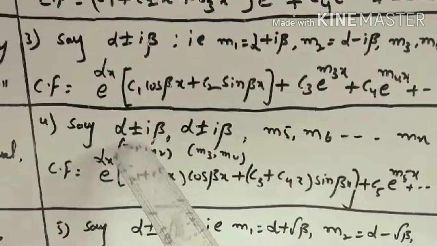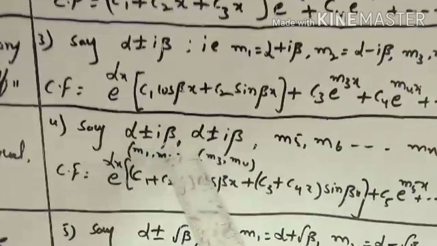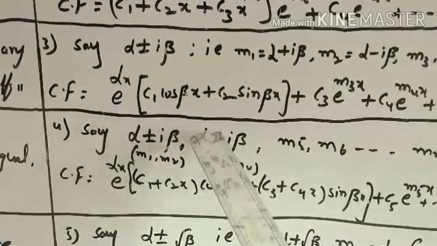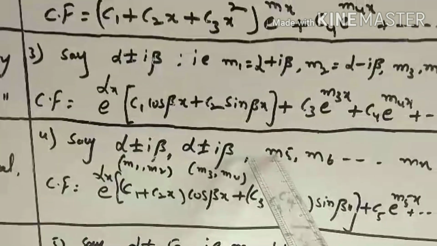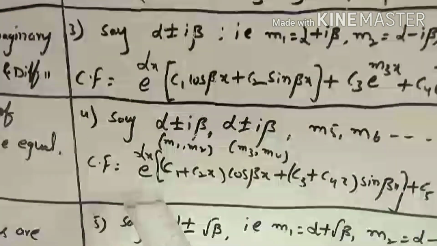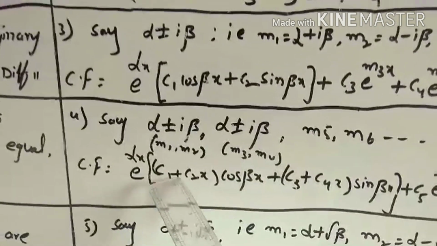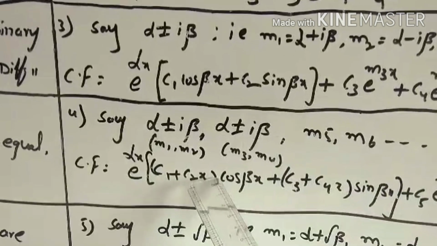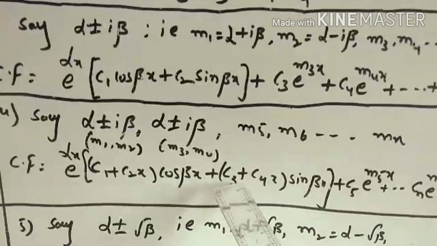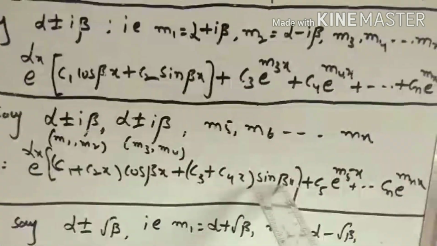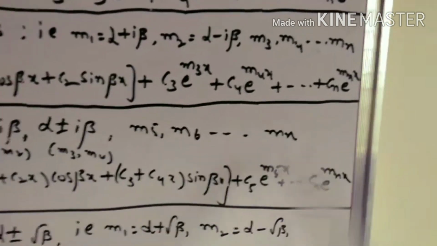Suppose imaginary roots are repeated 3 times, alpha plus or minus I beta, alpha plus or minus I beta, alpha plus or minus I beta. Imaginary roots are repeated 3 times. Then what is the solution? E to the power of alpha x into c1 plus c2x plus c3x square, okay, like this, into cos beta x plus c3 plus c4x into sin beta x, and remaining are real and different. Okay, this is the process.